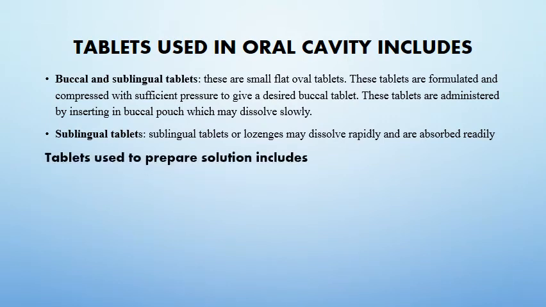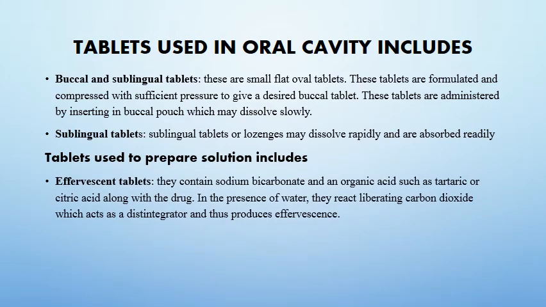Next category is tablet used to prepare solution, which includes first effervescent tablets. They contain sodium bicarbonate and an organic acid. This organic acid can be tartaric acid or citric acid. The reaction between the two produces the effervescence effect due to release of carbon dioxide. So in the presence of water, the bicarbonate and the organic acid react with each other and release carbon dioxide, which acts as a disintegrator and produces the effervescence.